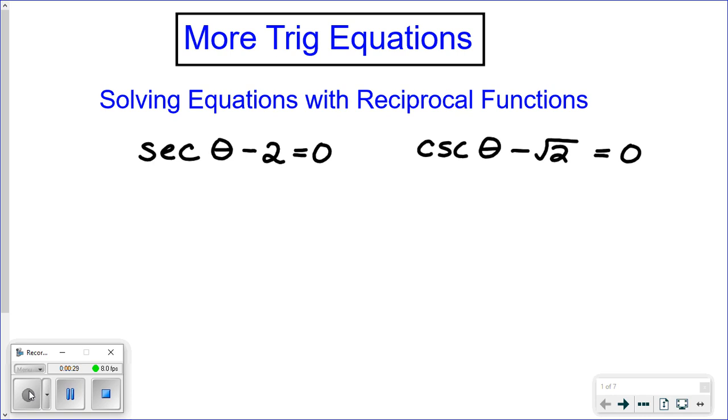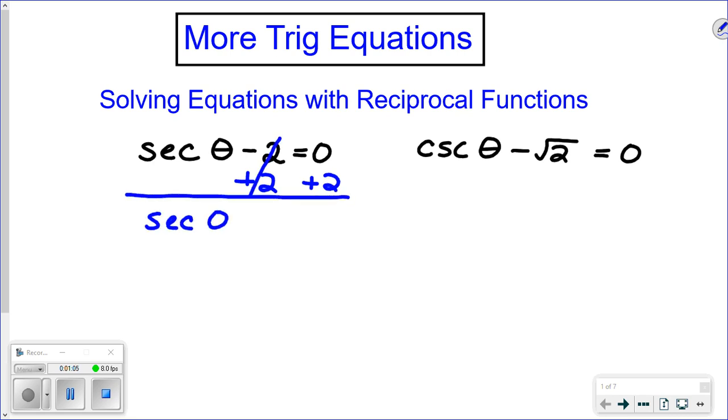So remember, the reciprocal functions are secant, cosecant, and cotangent. So what you want to do when you're solving equations with the reciprocal functions is you start out the same way you would even if the trig function was sine, cosine, or tangent, meaning you want to get the trig function by itself. Okay, so in our first example, we have secant of theta minus 2 equals 0. So I would actually start by adding 2 to both sides, isolating secant of theta.